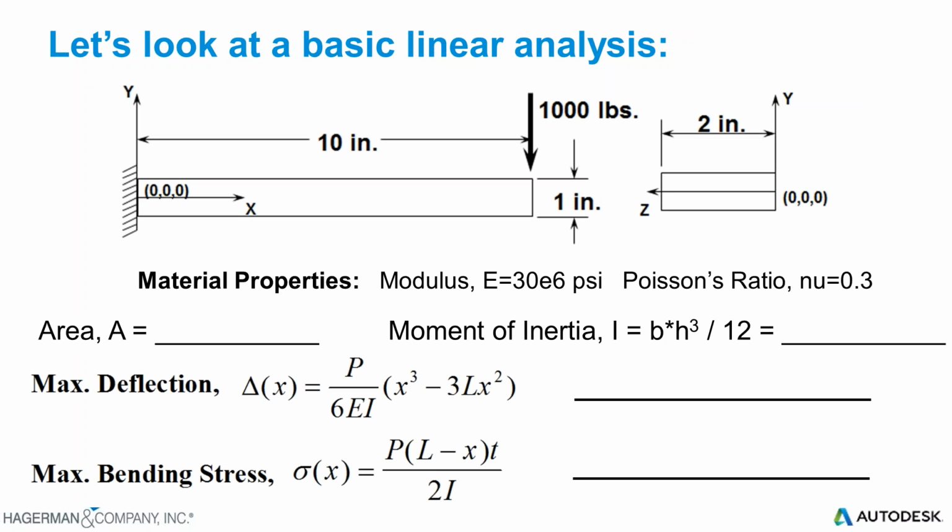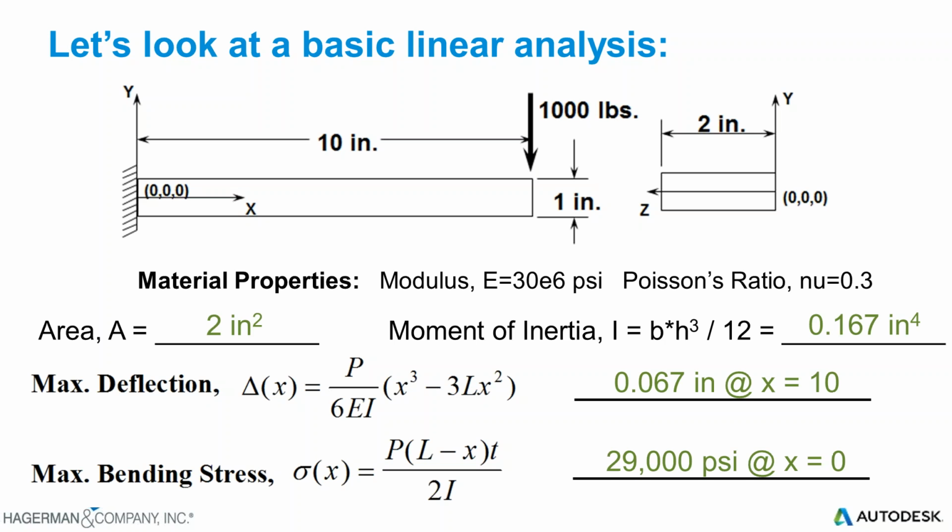So, a basic linear analysis. In this case, just a single rectangular beam, mounted on the left side, simple, 10 inches long, and it's got a 1,000-pound force on the far end. All of these values are easily calculable. We don't need anything other than these equations to figure out the total amount of deflection in this beam, as well as the total amount of stress applied to the base, or the far left edge or face of this component.